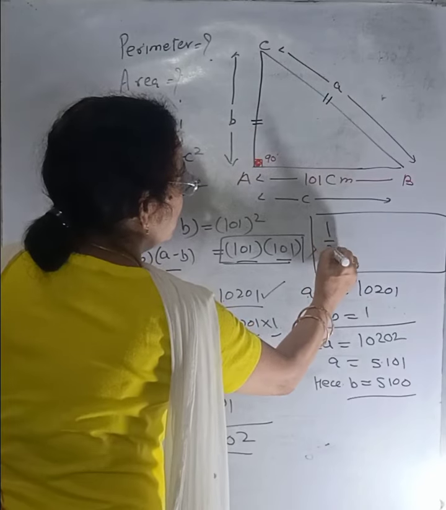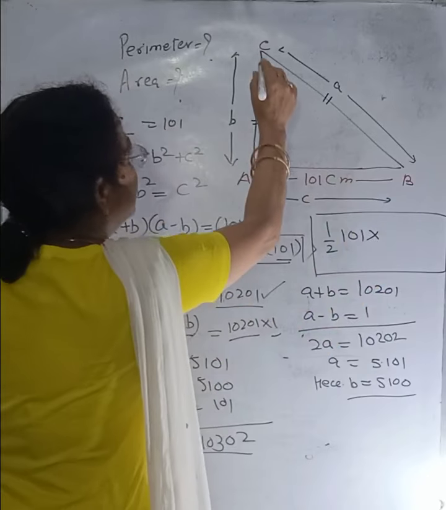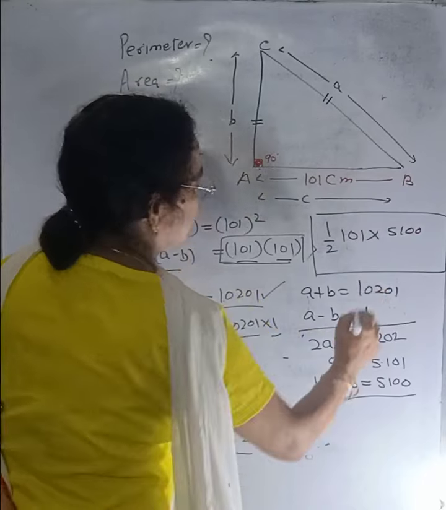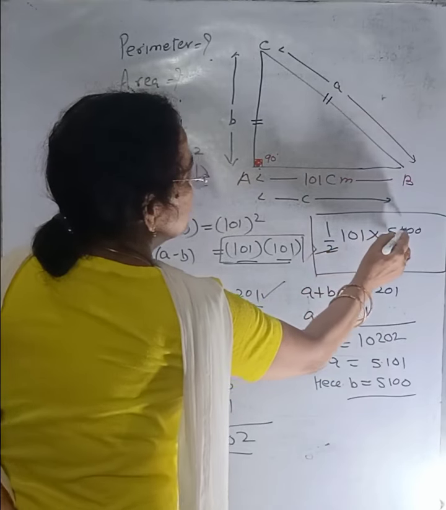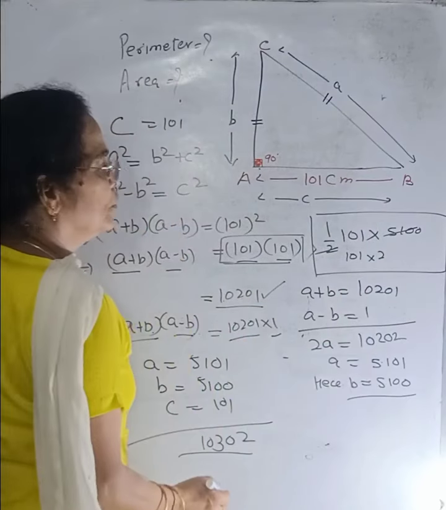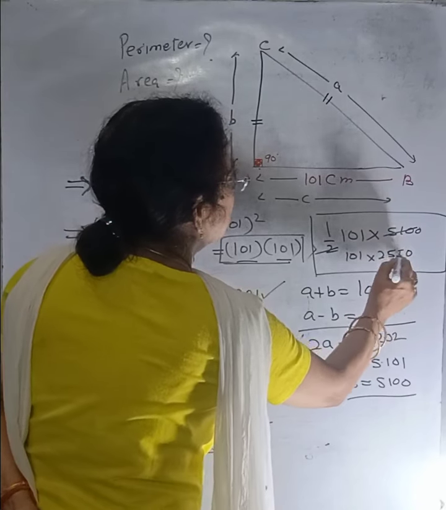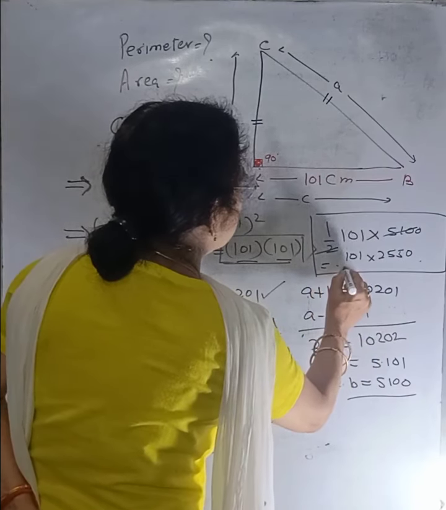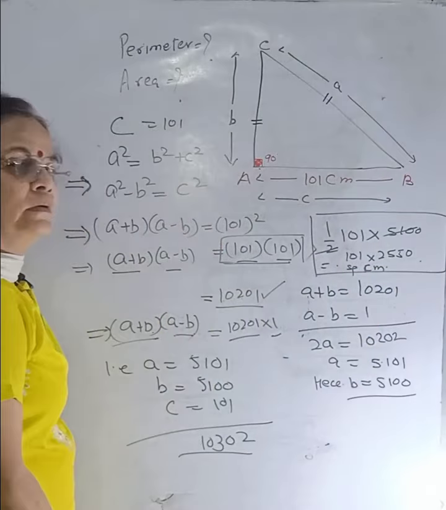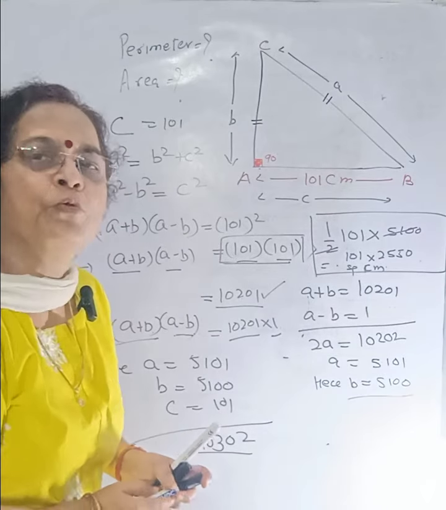Area will be 1 by 2 into base into height. Base is 101 and height is equal to B, and B is equal to 5,100. You can cancel this 2. 101 into 2,550. This is the multiplication from which you can obtain the area, in square cm. Okay. Now you can calculate yourself. I am not going to calculate it. You can even do this very simply.